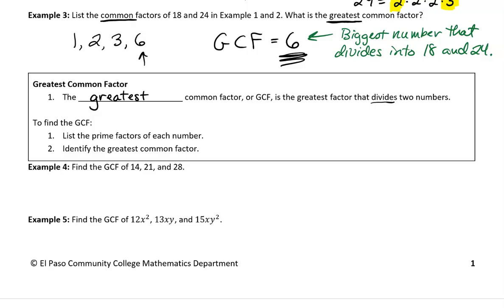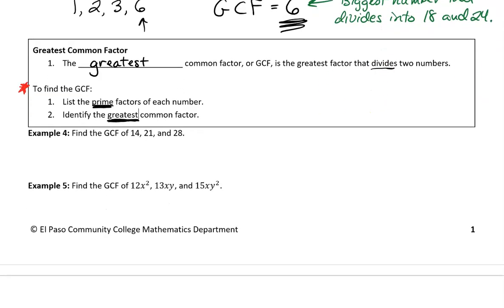All right, so let's put this together. Let's maybe formulate a little plan here. To find the GCF of any type of expression or number, we're going to list the prime factors. So we're going to look at the prime factors of each of the values within our expression. And from that prime factorization, we're going to look for the greatest. What numbers do they have in common? That's going to give us the biggest factor overall. So let's try this in example 4, with numbers first.